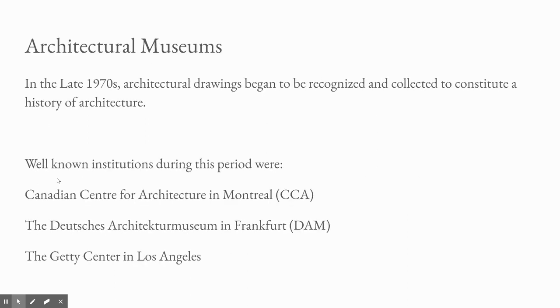In the late 1970s, architectural drawings began to be recognized and collected to constitute a history of architecture. Some examples of institutions during the time were the Canadian Centre for Architecture, the Dutch Architectural Museum, and the Getty Center.